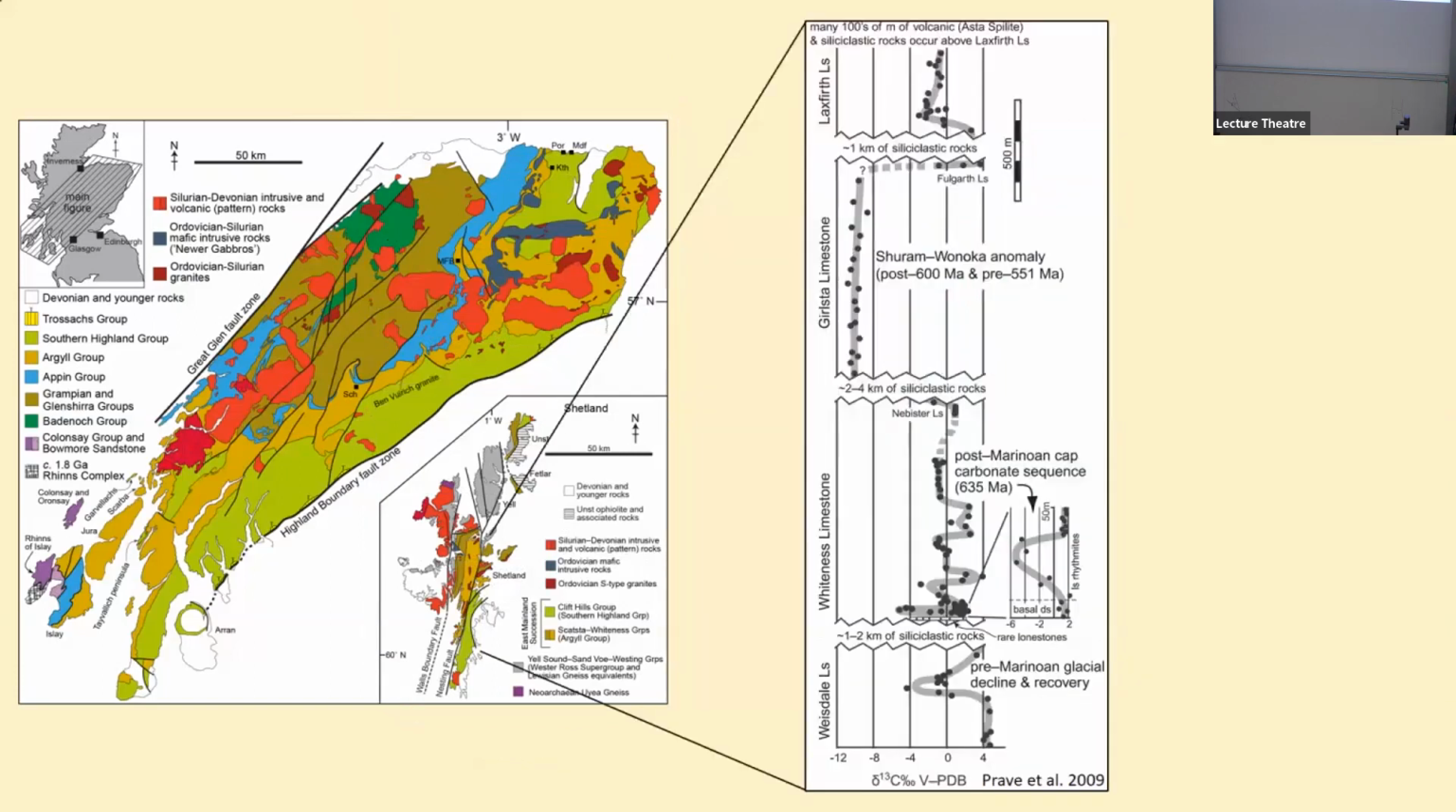This was published again 14 or so years ago. This is the trend of the carbon isotopes for the limestone units that are in Shetland. Oldest at the bottom, youngest at the top. The x-axis is carbon isotope space. And I point you to the Gulsta limestone. This is the Shuram excursion, preserved in the Dalradian succession in Scotland.